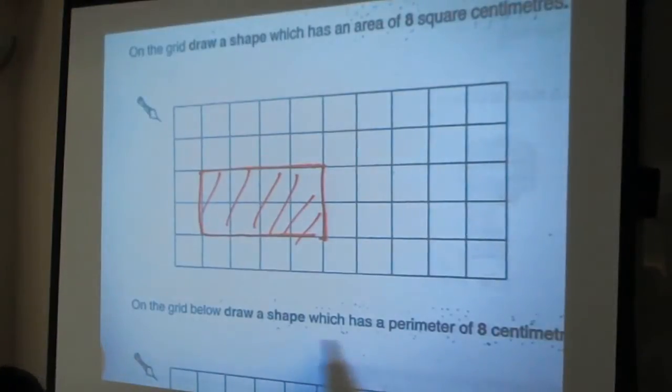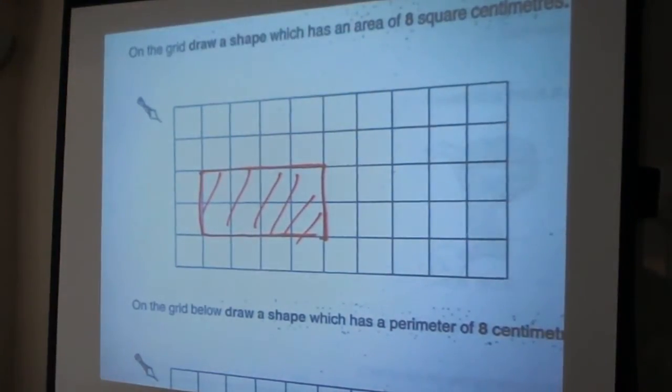On the grid below, draw a shape which has a perimeter of 8. What if you draw a shape like this? That's fine as long as it's right. So you have to draw a shape with a perimeter of 8. A perimeter of 8 means what? The distance all the way around the outside of the shape will be 8. So you can have 3 by 2. 3 times 2 won't give you 8. No, 3 by 2. You're talking about the question we do now?